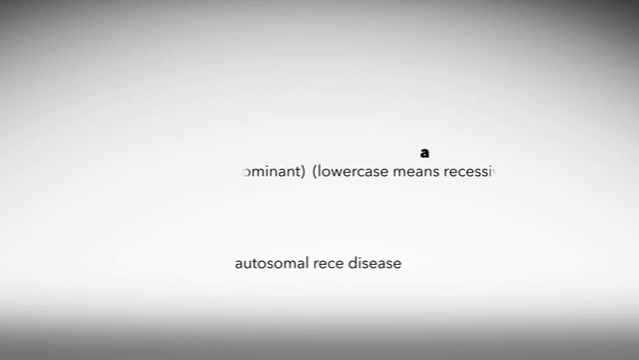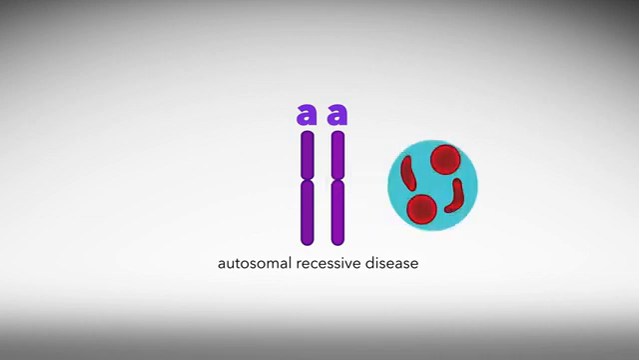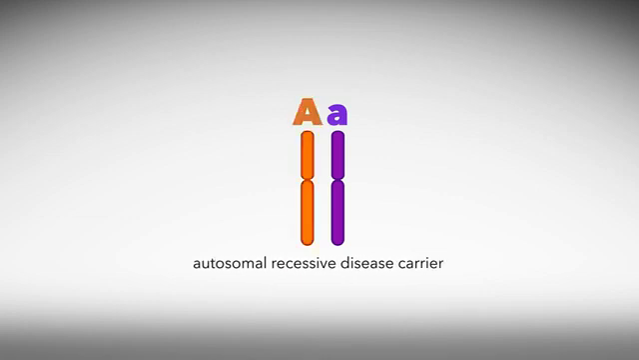Autosomal recessive means that you need 2 copies of the mutated gene to have the disease. Examples are sickle cell anemia and cystic fibrosis. If you only have 1 copy of a gene with an autosomal recessive disease mutation, and your other copy is normal, you are called a carrier. This means you won't have the disease yourself, but could pass it on to your children if the child's other parent is a carrier and has a recessive mutation in the same gene.